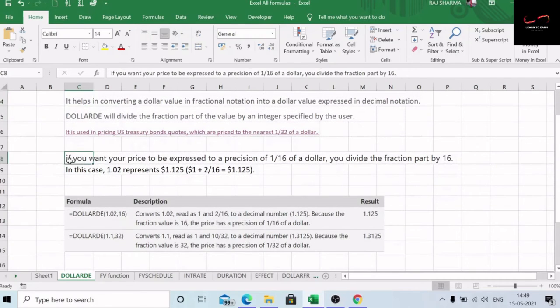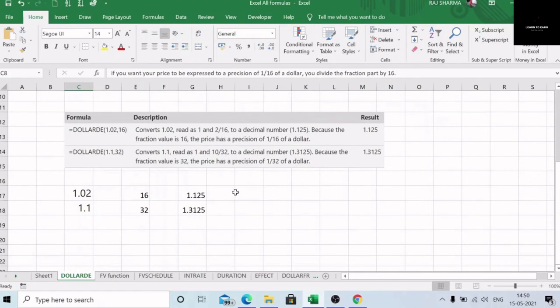Here again one example is given. If you want your price to be expressed to a precision of 1 by 16, then instead of 32 you divide the fraction part by 16. In this case, 1.02 represents 1 plus 2 by 16. 2 by 16 is 0.125. So 1.125 will be the exact price of the security.